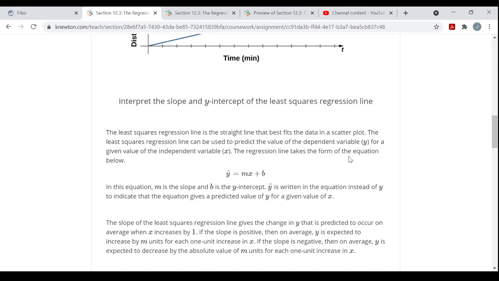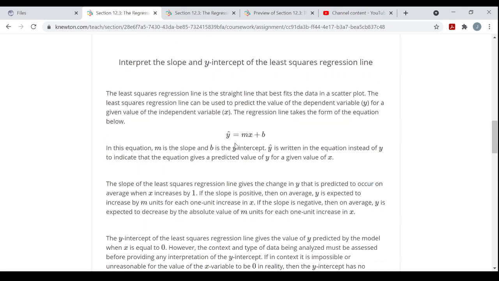The regression line takes the form of the equation below. Now remember, and you've seen this in earlier objectives if you've been watching my videos, they use y hat to represent the y-coordinates on the line, because these are not the same as the y-coordinates in the actual data points. So you have y hat equals mx plus b. In this equation, m is the slope and b is the y-intercept. Y hat is written instead of y to indicate that the equation gives a predicted value of y, not the actual value of y.